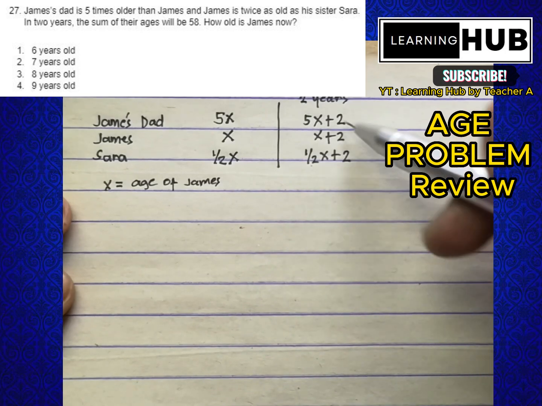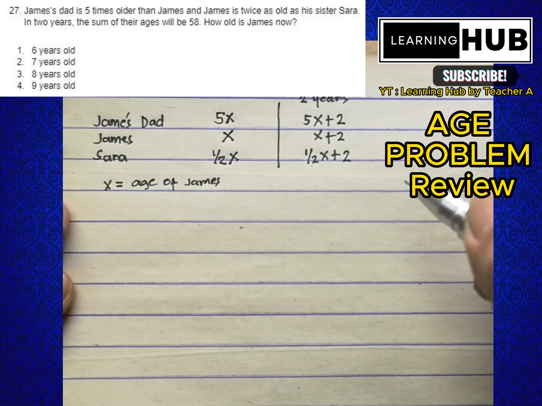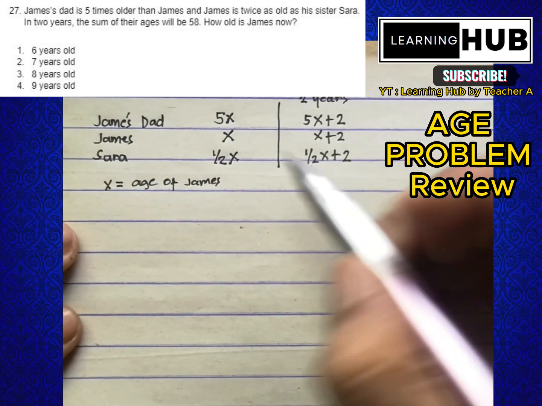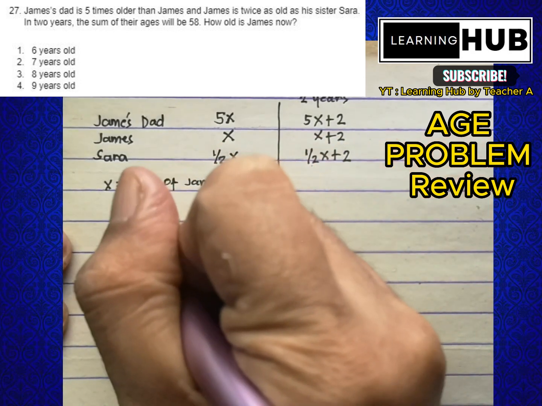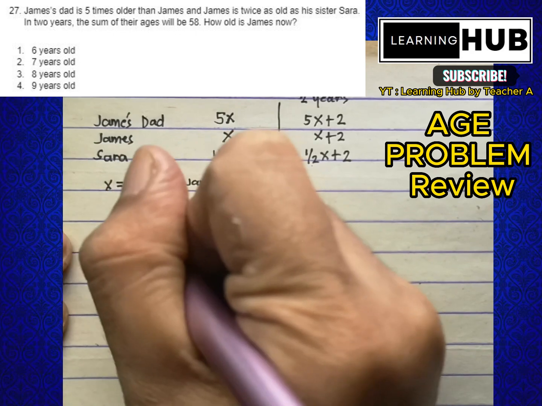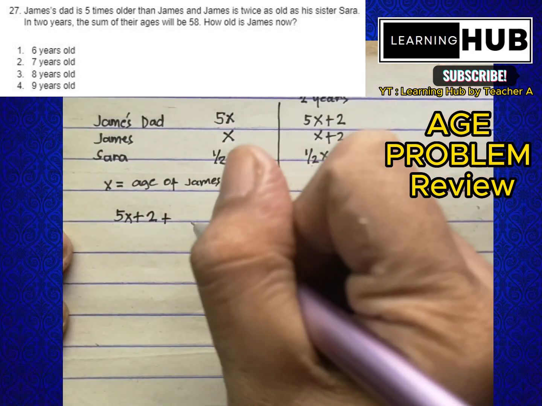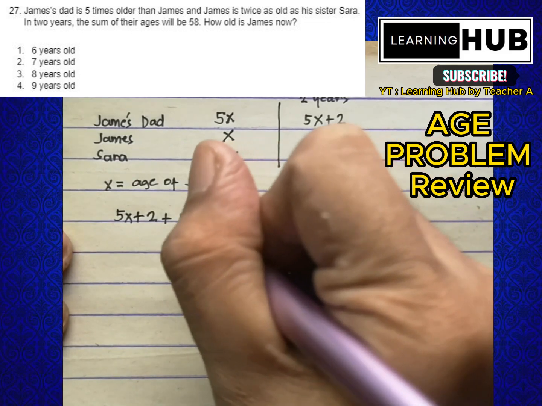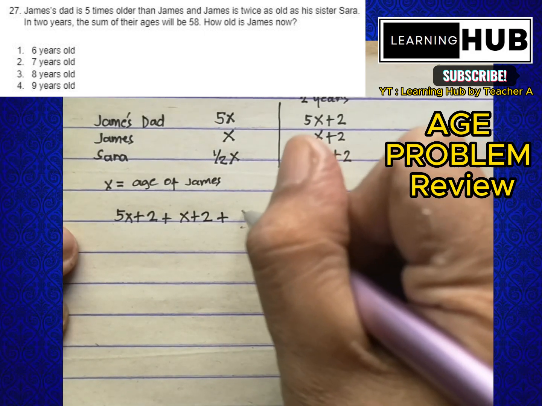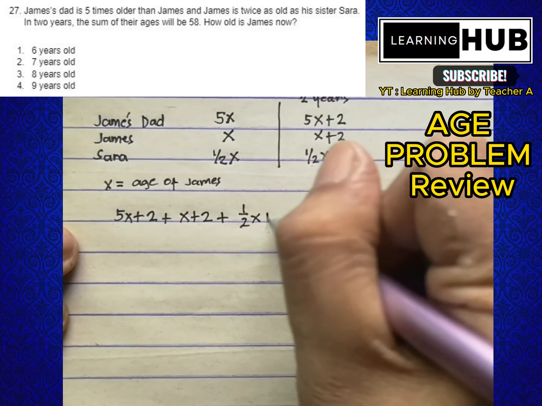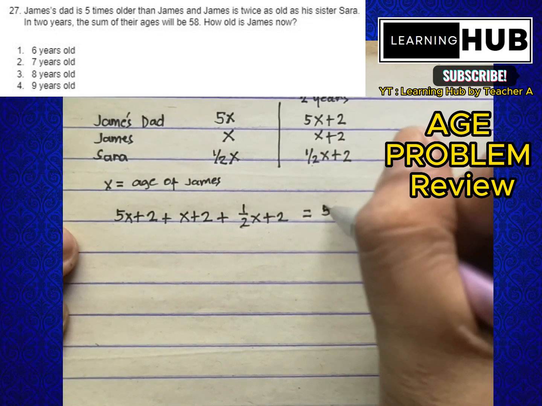So we're going to get the total of all their ages, that is equal to 58, to get our variable x. So that is the age of James' dad, 5x plus 2, plus the age of James, which is x plus 2, plus Sarah's age, which is 1/2 x plus 2, and their total is 58.